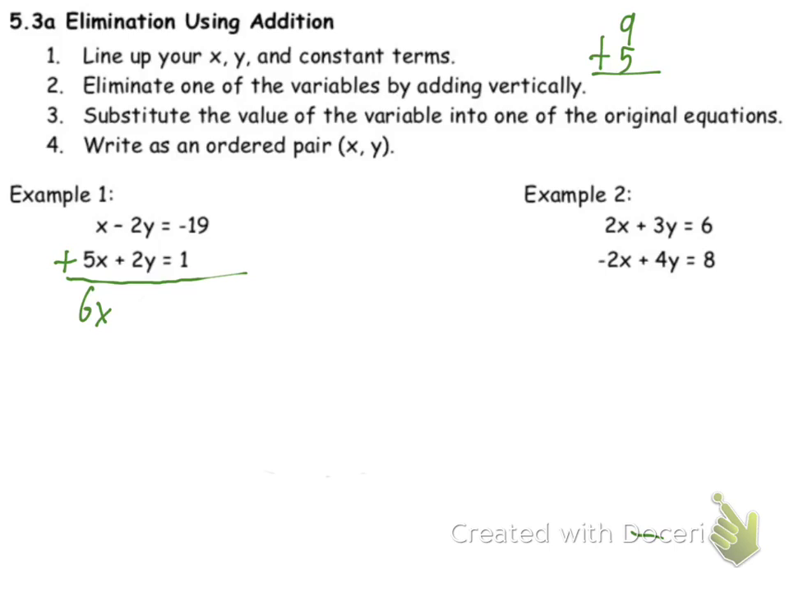And we say, okay, well, what's negative 2y plus 2y? 0. So I can put 0y, or just 0. The equal sign stays equal sign. And what's negative 19 plus 1? Negative 18. Okay, negative 18, thank you. And so do we really even need that plus 0y in there? No. Okay, so we can really just have 6x is equal to negative 18.